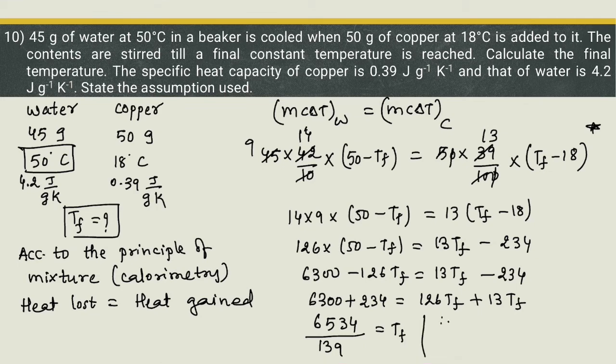So here our final answer is now 6534 divided by 139, and that is coming out 47.007. So we can say 47 degree Celsius is the final answer. See, the final temperature is more than 18 but less than 50 degree Celsius.